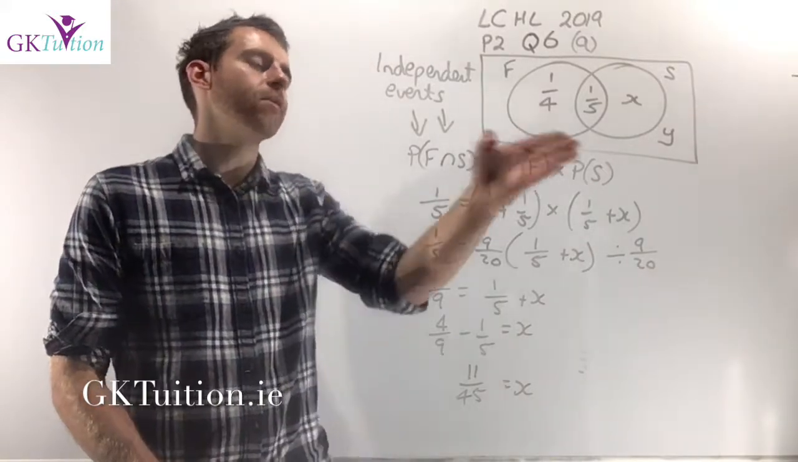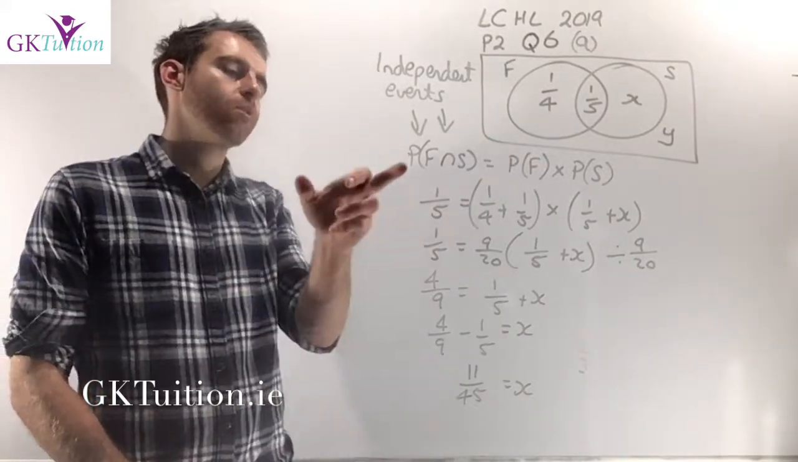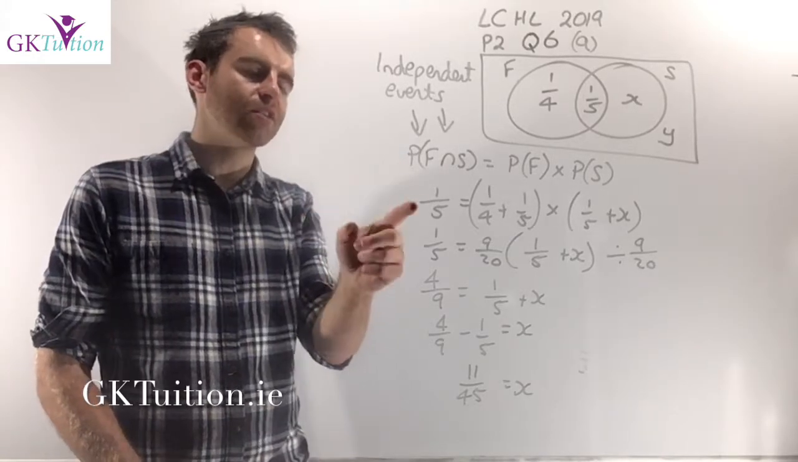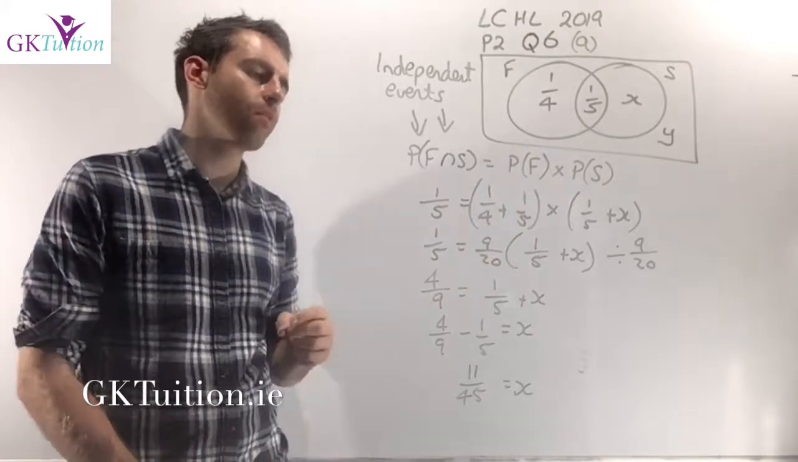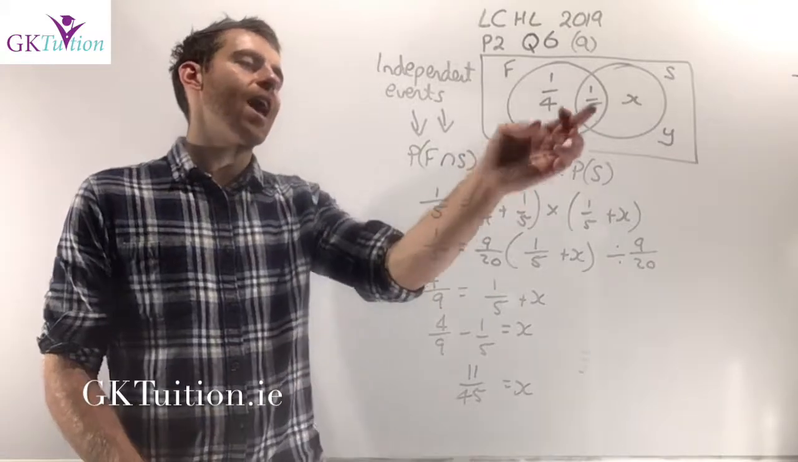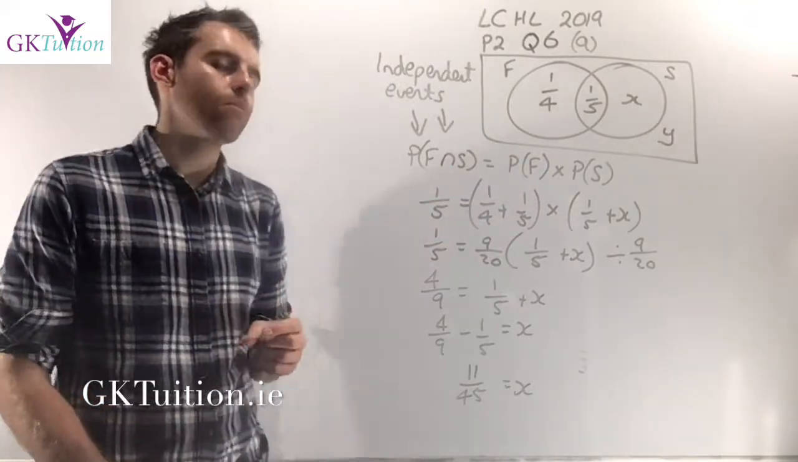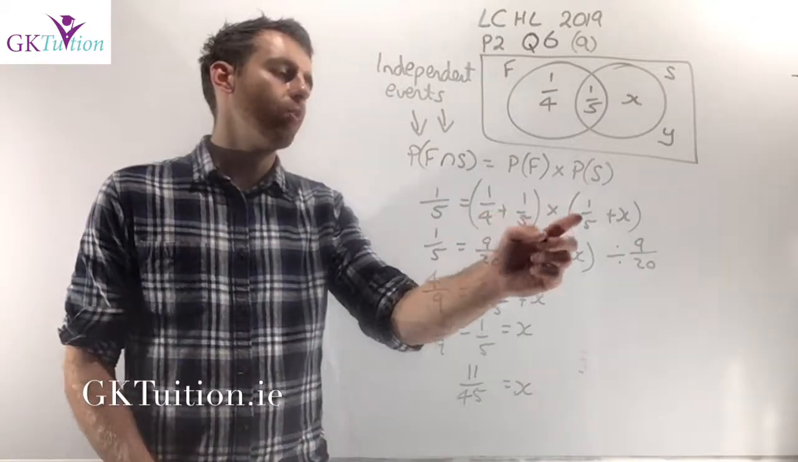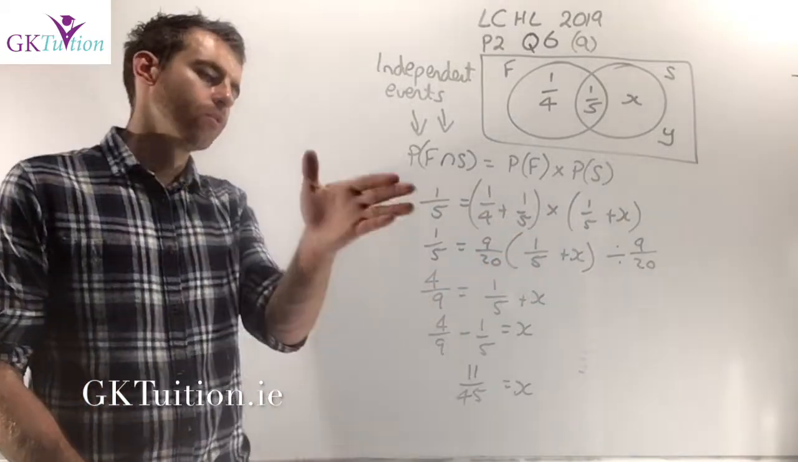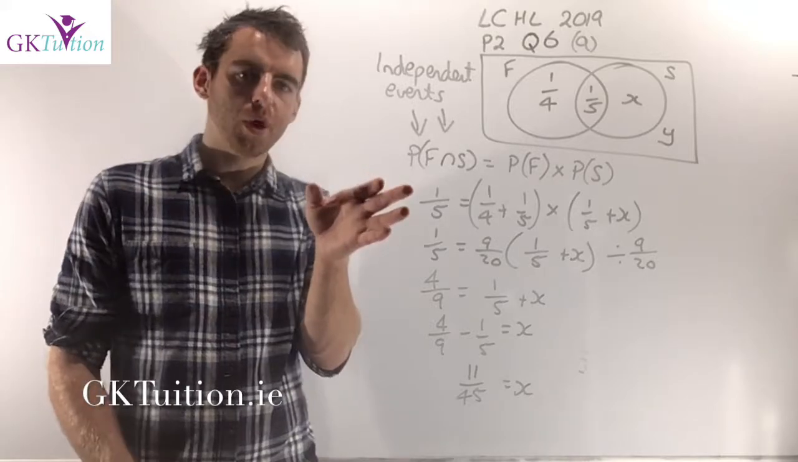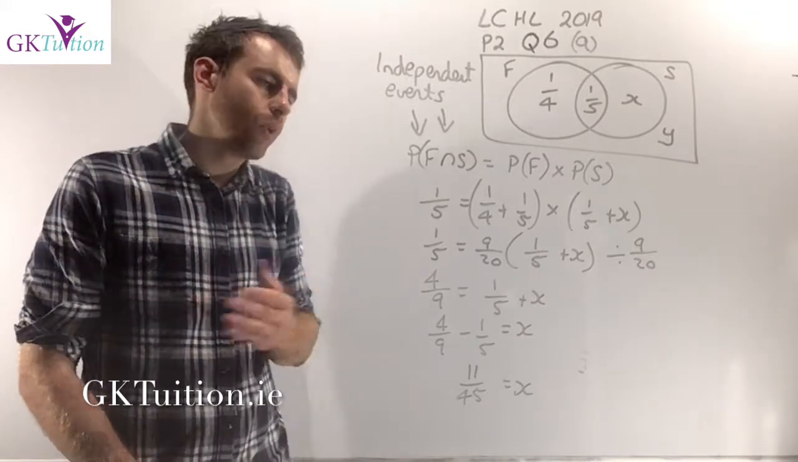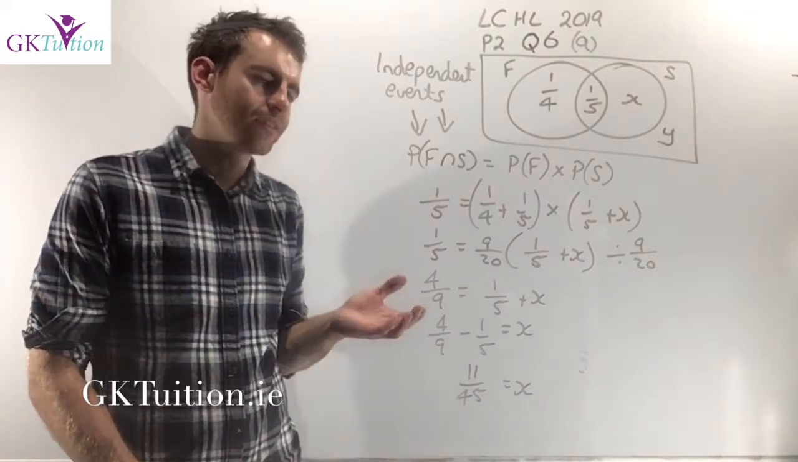If we just sub in there based on what we've been given, we know the probability of f intersection s is just 1/5. We can see it from the diagram. We know the probability that f occurs is 1/4 plus 1/5. And we know the probability that s occurs is 1/5 plus x. So if you look at this line, we've got one equation, we've got one unknown, so happy days, we can find the value of x.